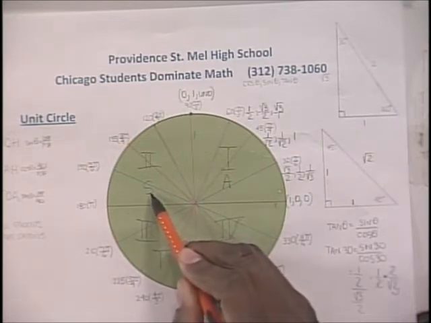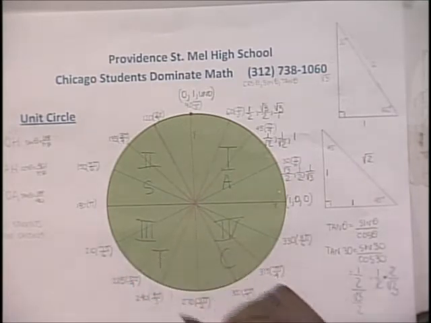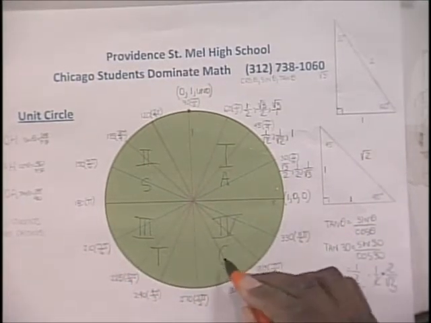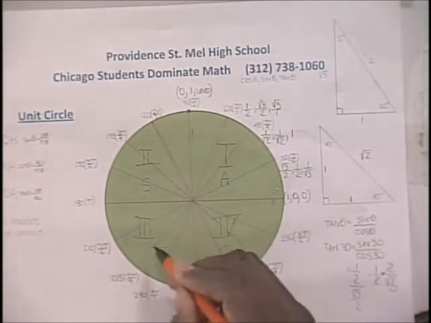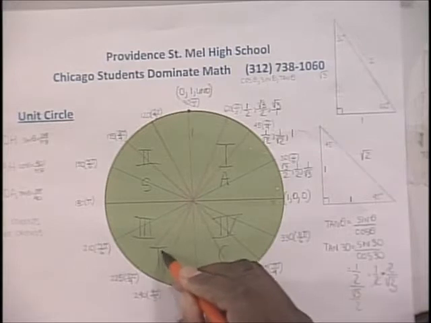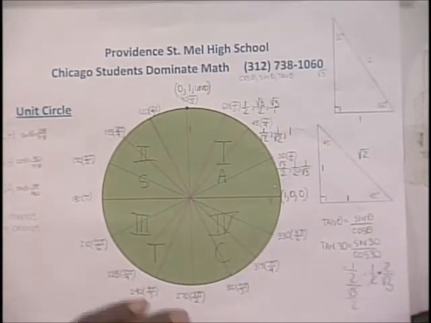In this second quadrant, S is positive. In this third quadrant, T is positive. In this fourth quadrant, C is positive. So in the second quadrant, the sine is positive. In the third quadrant, tangent is positive. And in the fourth quadrant, cosine is positive.